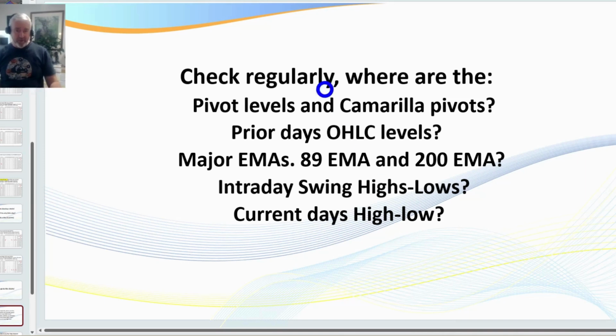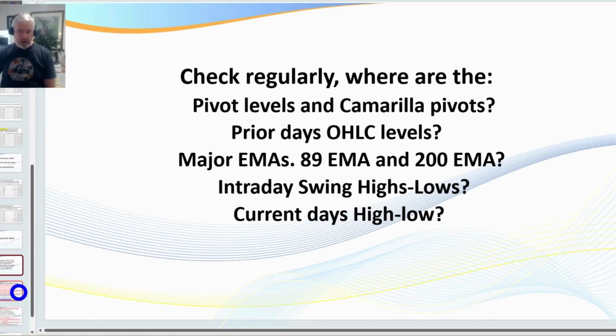And so pivot levels and Camarilla pivots have been around for years, and they're based on yesterday's price action. They give us certain levels. The prior day's open, high, low, and close. Our major EMAs, just watch these, your 89 and 200, we bounce off them non-stop. It's a matter of learning when to take the trade and where to enter. Your intraday swing highs and lows, and the current day's high and low.